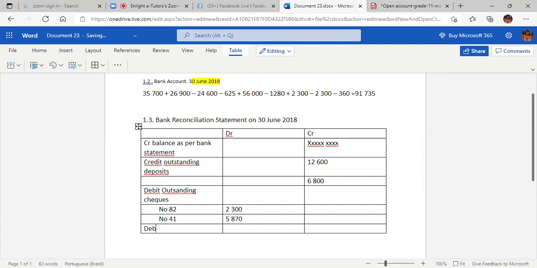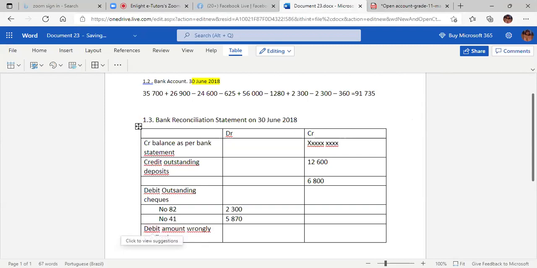We are debiting it. Why? Debit amount wrongly credited. We are debiting it because it was credited by mistake. So what you do on the right, you do on the left. We are correcting by debiting it. So we are going to debit 14,200. To correct that mistake, we are going to debit.